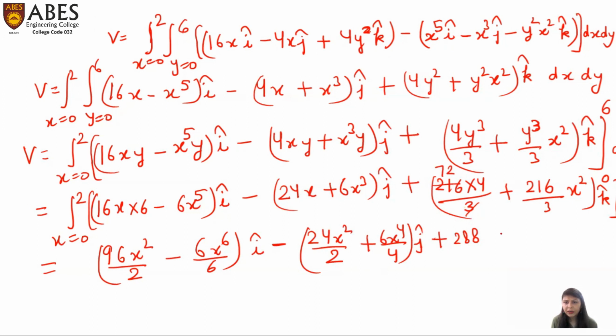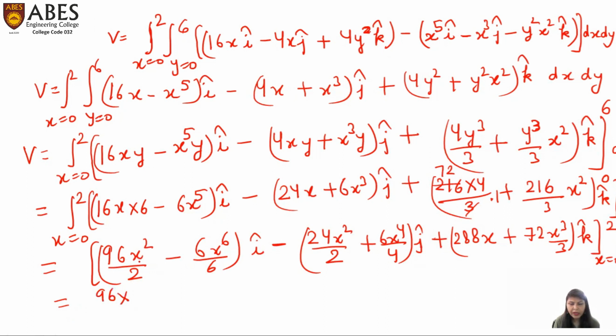This will give you 288. And when we do the integration of 1 with respect to x, this will give you x. 72 x cube upon 3 into k cap, and the value of x is 0 to 2. Now we put the upper limit, and the result is upper limit minus lower limit. But the lower limit is 0, so when we put 0 in this function, we will get the 0 answer. So we just put the upper limit, so 96 into, we put x equals to 2 here.